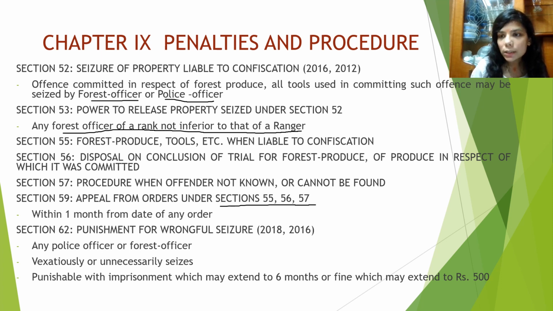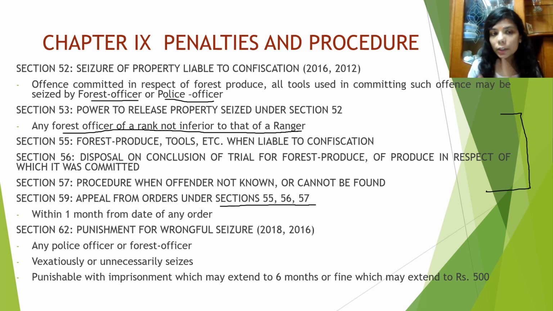Why have these sections been mentioned over here? The reason is section 59. Appeal from orders which have been given under these sections is to be made within 1 month from the date of the order. Section 60. See, section 52, very important, seizure of property liable to confiscation. Section 62, very very important, punishment for wrongful seizure.